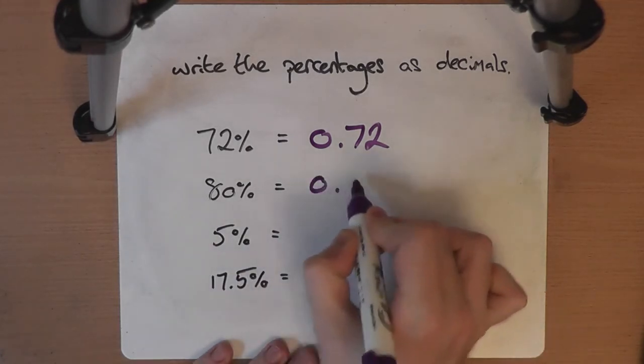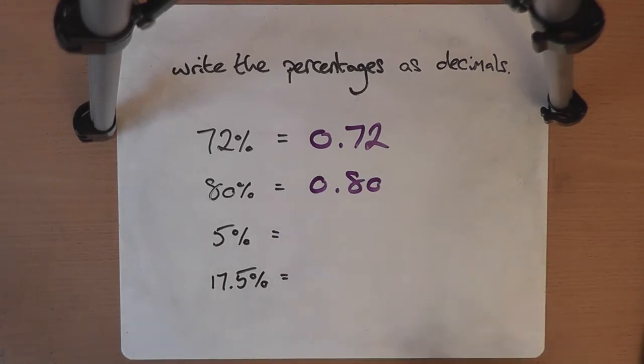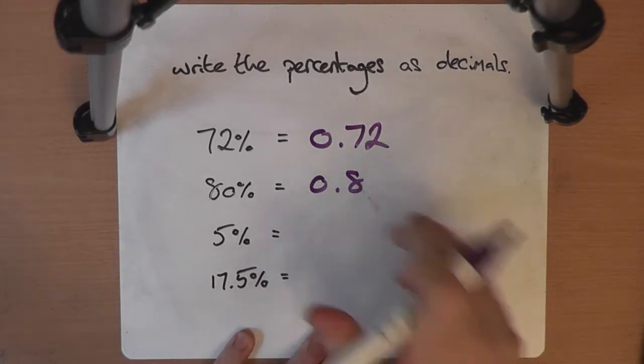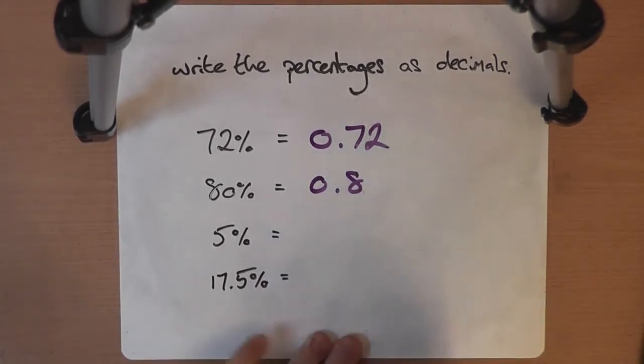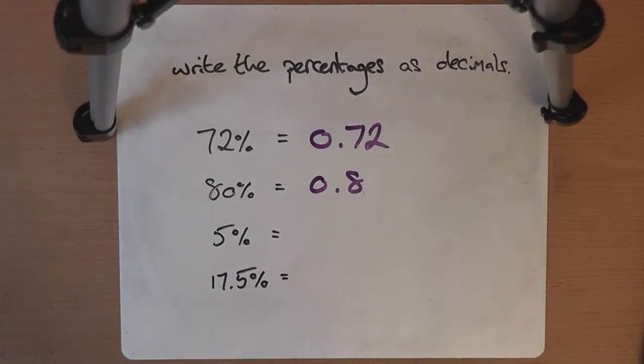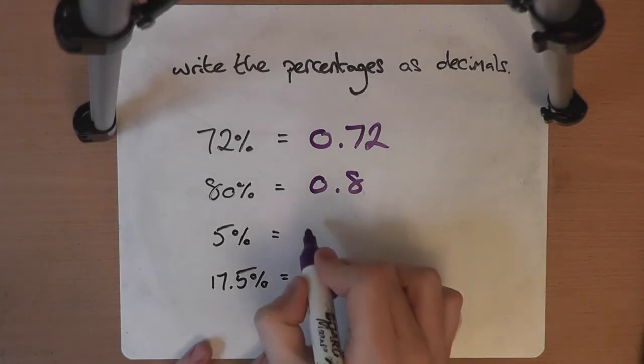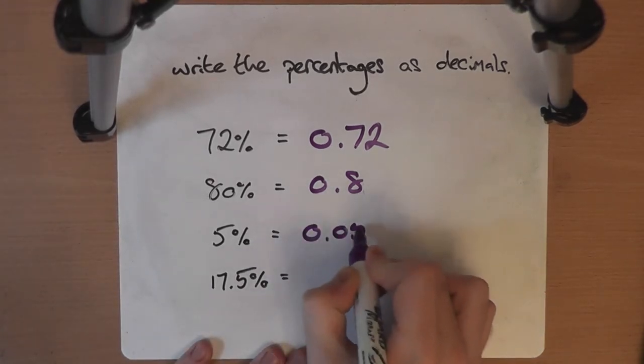80% will be 0.80, but actually we don't necessarily need that 0 on the end, so we could lose it because it's still the same number without. So we could just write that as 0.8, but you can put the 0 on the end if you'd like. 5%, well, it'll shift 2 spaces down the column, so that will be 0.05.